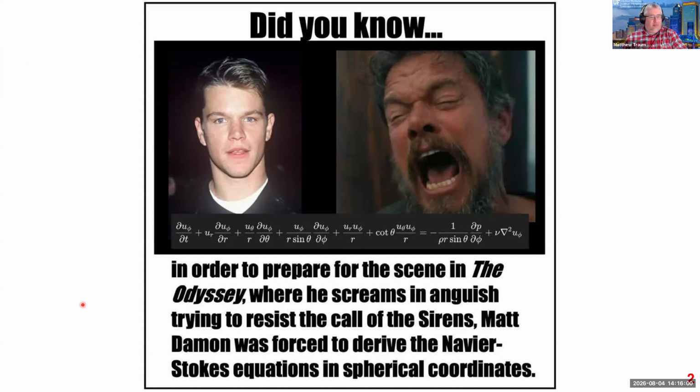So dating myself a little bit here, but in 2026 summer, one of the blockbuster movies that came out was The Odyssey, starring Matt Damon as Odysseus. And this is kind of a funny meme that came through my social media feed, which is in order to prepare for the scene in the Odyssey where he screams in anguish, trying to resist the call of the sirens, Matt Damon was forced to derive the Navier-Stokes equations in spherical coordinates, right? And here's at least one of three Navier-Stokes equations in spherical coordinates. And here's cute Matt Damon, and here's Matt Damon screaming in anguish as he's deriving them.